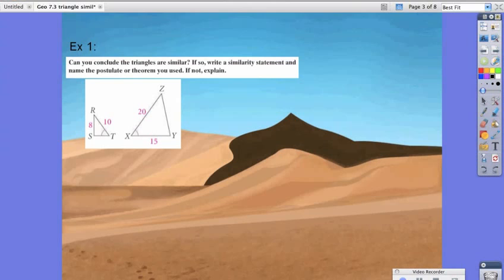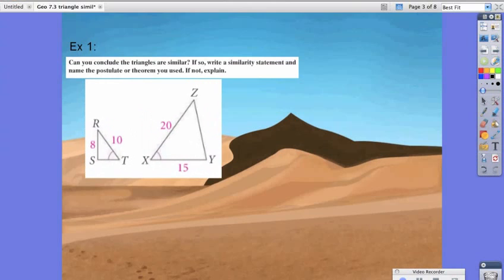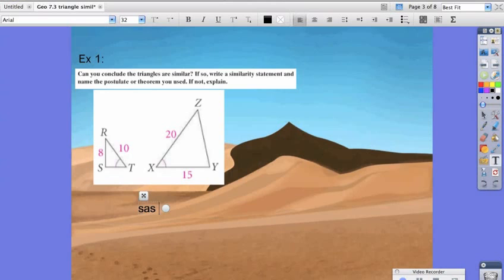Example 1 says, can you conclude that the triangles are similar? If so, write a similarity statement and name the postulate or theorem you used. So before we even start, let's look at what's given. In here they give us an angle and they give us two sides. So theoretically, we want to test to see if this is side-angle-side similarity.